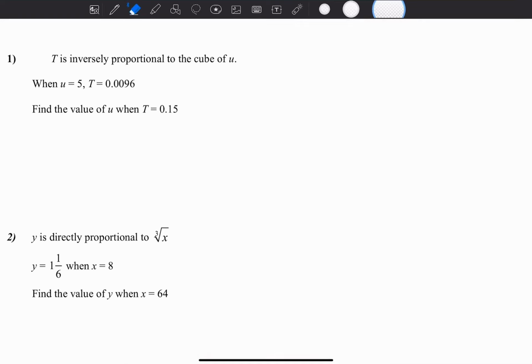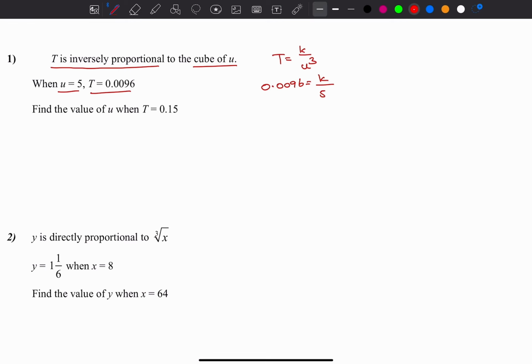Okay, so we will read the first line. T is inversely proportional to the cube of u. That means t equals k over u cubed. U is 5, t is 0.0096. So 0.0096 equals k over 5 cubed. 5 cubed is 125, and you can multiply it over here.